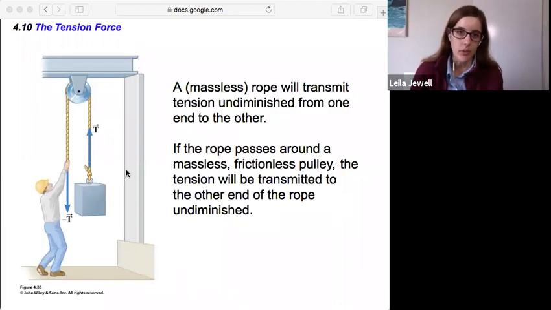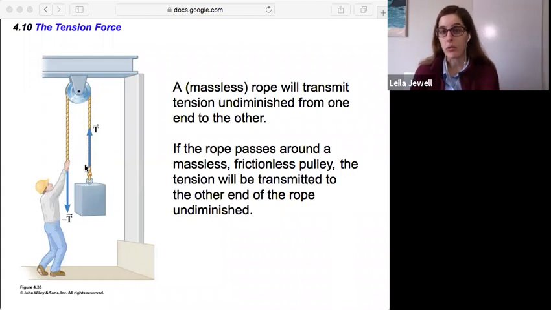Now, we're going to assume here that we have massless ropes, so that will transmit the tension undiminished from one end to the other. This is a very powerful thing. That means if you pull down on a rope and it has a massless, frictionless pulley, then the tension that you have will transmit to the other end and will work on the block with the same magnitude. So if you pull down, the tension will actually be up on the block with the same magnitude as you pulled down. You don't have to worry about losing some of that force in it. And it again is just in whatever direction that the rope is going.